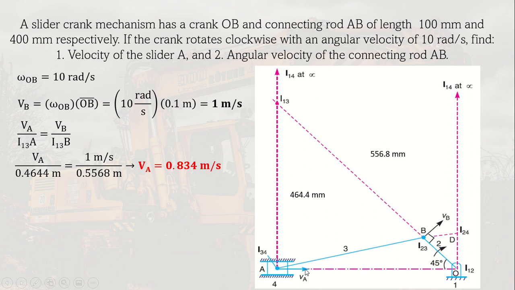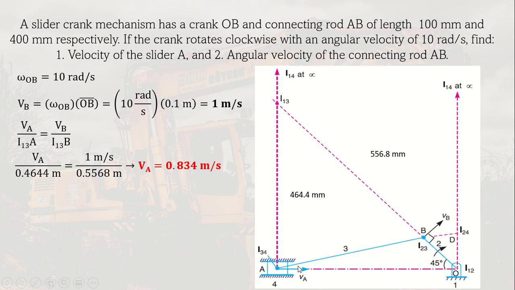It will pull the slider towards the right because of its rotation. So the velocity of A is 0.834 meter per second. It's lesser than the velocity of B and the direction is towards the right. The direction is known because it is a slider, so it will move horizontally only. So that is the velocity of A.